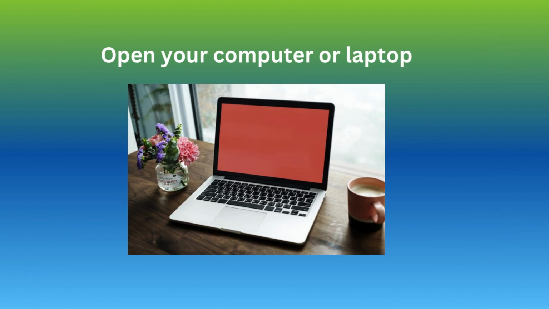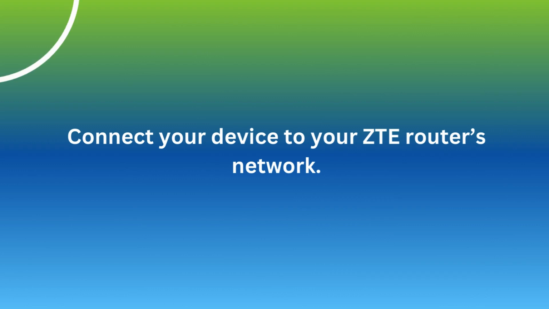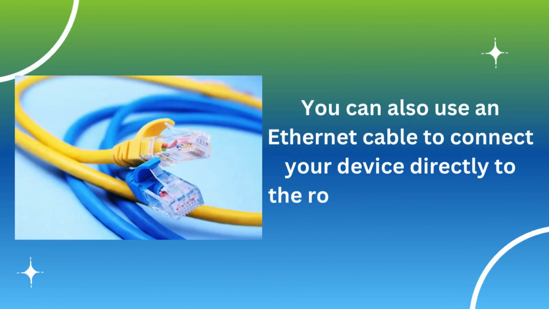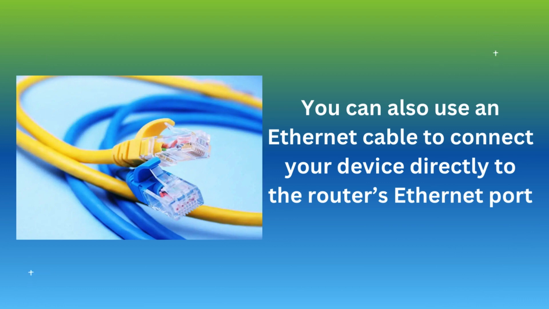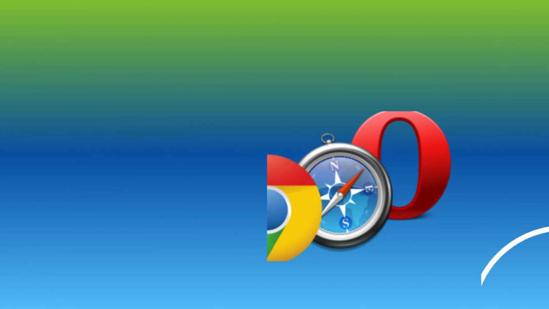Open your computer or laptop. Connect your device to your ZTE router's network. You can also use an Ethernet cable to connect your device directly to the router's Ethernet port. Open a web browser of your choice.